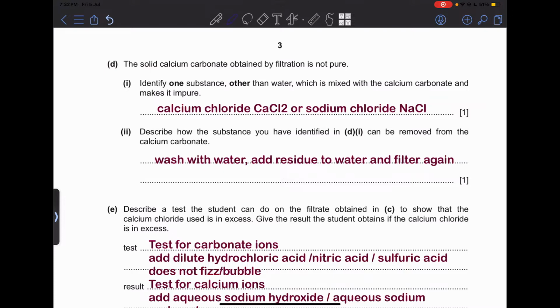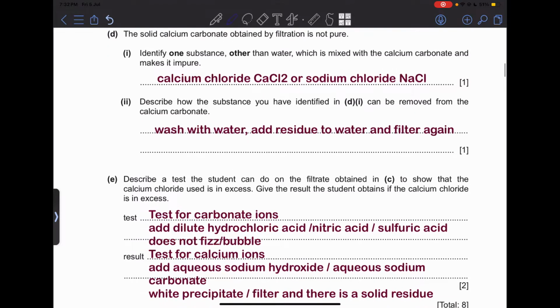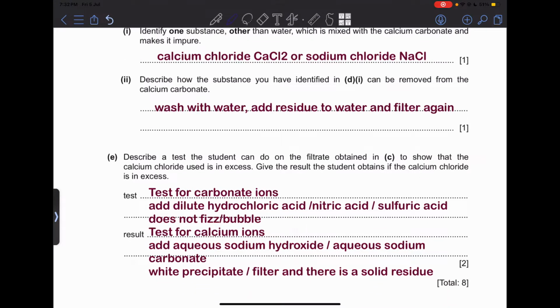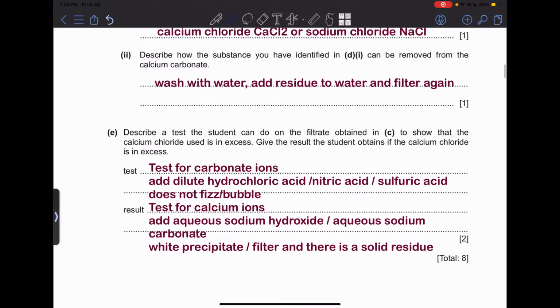So part ii says describe how the substance you have identified in D i can be removed from the calcium carbonate. You can filter again, or you can wash that with water so that you can remove any impurities, and you can also add the residue to water again. So there are also many other ways, but mainly you can wash it with water and filter it again.